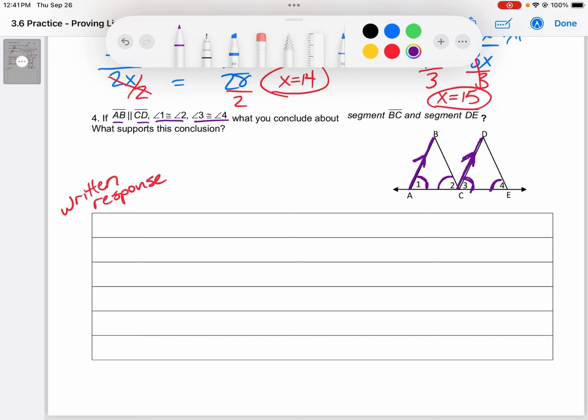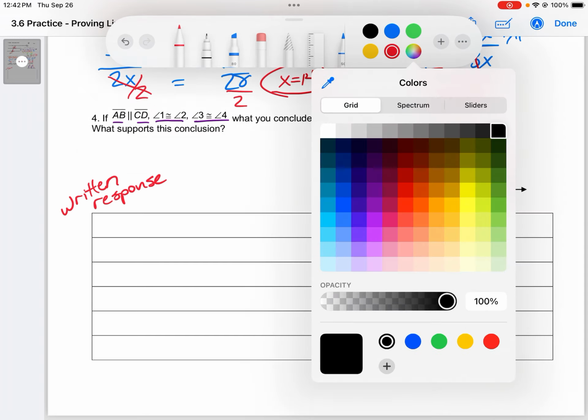What can you conclude about segment BC and segment DE? Okay, I'm going to put these in red. What can you conclude about segment BC and segment DE? What supports this conclusion? All right, I'm going to give you an example response. I don't want you to copy this. I'm only doing this because I want you to have an example of what a good response to this would be. Your response does not have to match mine, and it shouldn't.